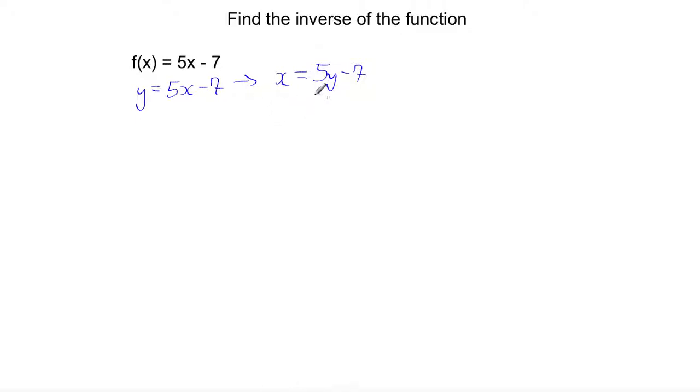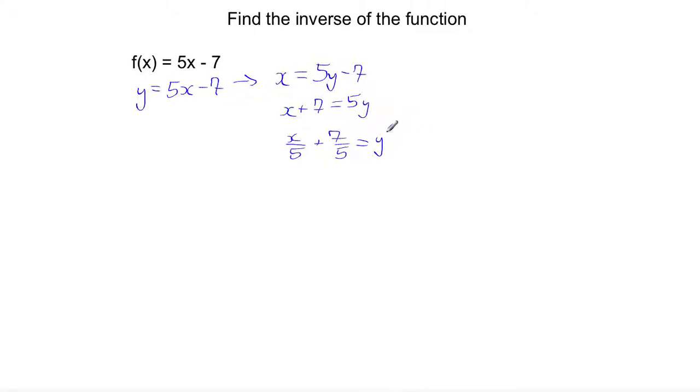So first thing I do is I add 7 to both sides. So I get x plus 7 is equal to 5y, and then I can divide both sides by 5. So I get x over 5 plus 7 over 5 is equal to y. Now, obviously, this is not true. It doesn't equal y because y equals 5x minus 7.